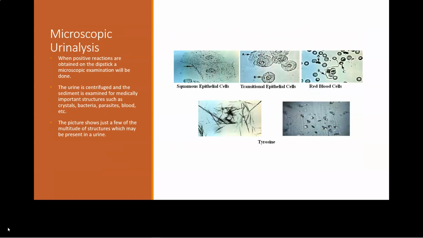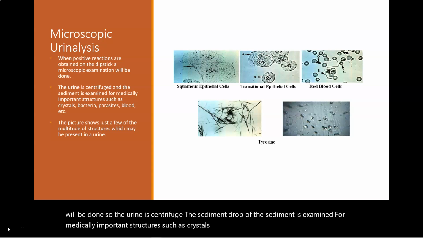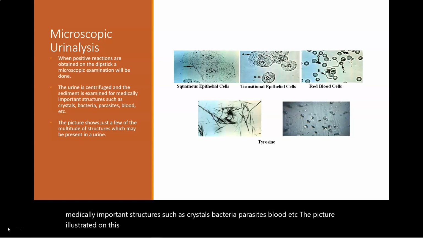When certain positive reactions are obtained on the dipstick, a microscopic examination will be done. So the urine is centrifuged, and a drop of the sediment is examined for medically important structures such as crystals, bacteria, parasites, blood, etc. The picture illustrated on this slide shows just a few of the multitude of structures which may be present in urine.